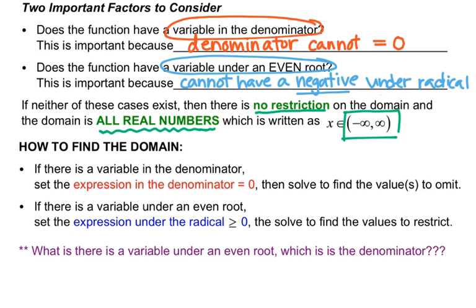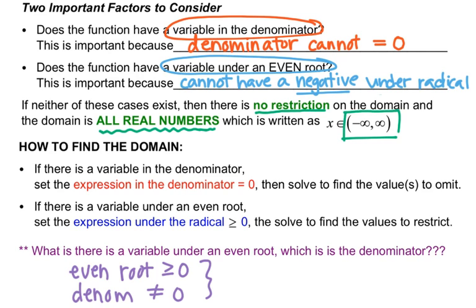So there's only two rules. Until we get to the end of the semester, if I ask you a domain question, you only need to consider these two factors. Now, we could have both of these factors occurring simultaneously. So what do we do if there is a variable under that even root, which is also in the denominator? That would mean whatever expression we had under the even root would need to be greater than or equal to 0. And, notice I'm saying and, that means both of these have to be true. And the denominator would not be allowed to equal 0.